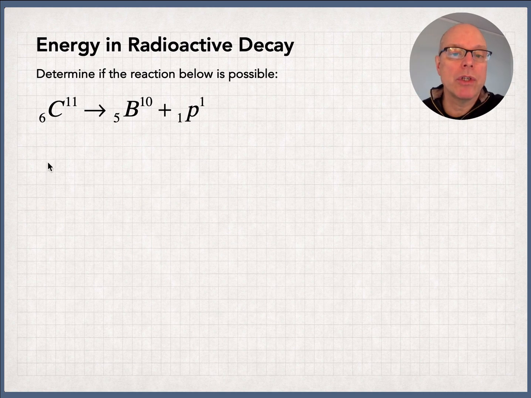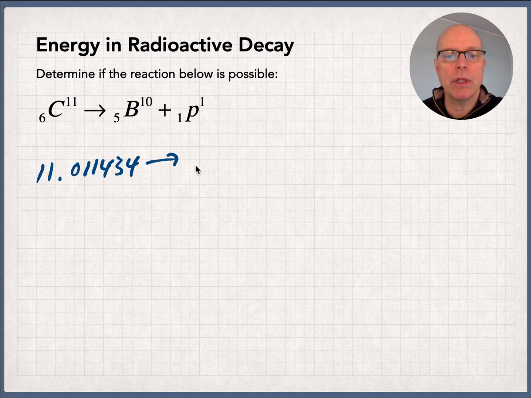How about one more? I don't know if this is obvious to you, but this is the same kind of question, just asked differently. Determine if this reaction is possible. So what we're doing is looking to see where the delta M is. So we're going to lay out the decay of carbon-11. It might make sense that carbon-11 is not going to want to give up a proton, but let's go ahead and check and see how it really feels about it.